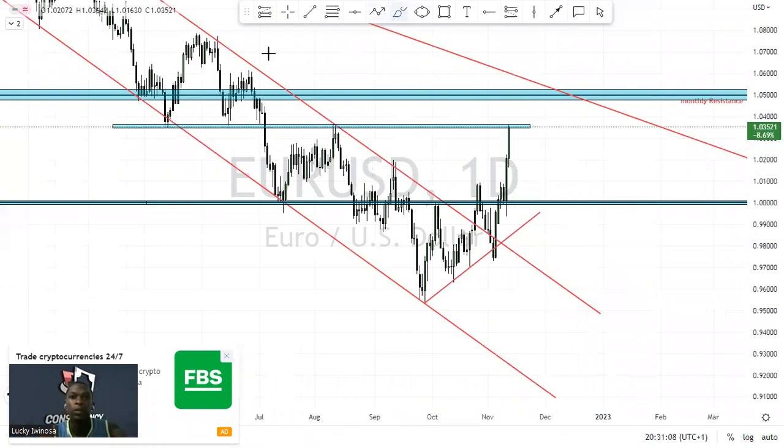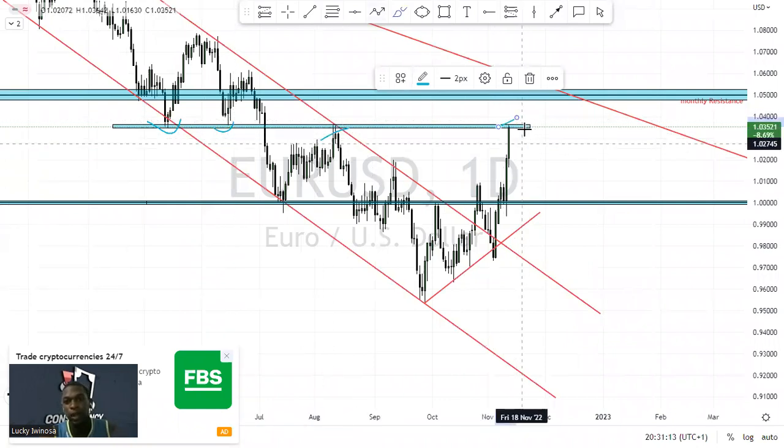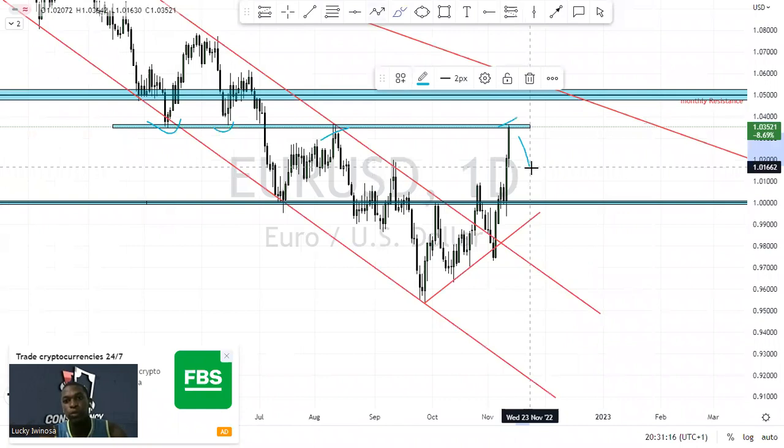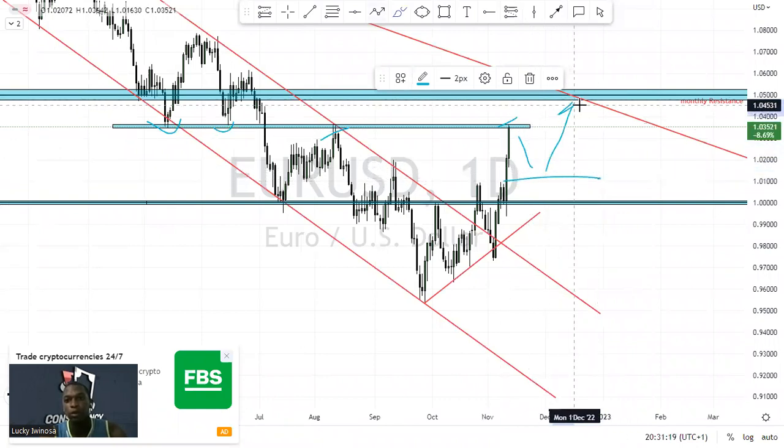Now, what I can tell you is that this place was a previous area of support, now resistance, likely to act as resistance. So we could see some minor push to the downside, like a correction type of thing, and then a pullback to the upside.